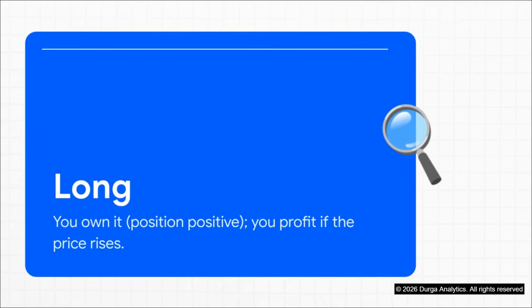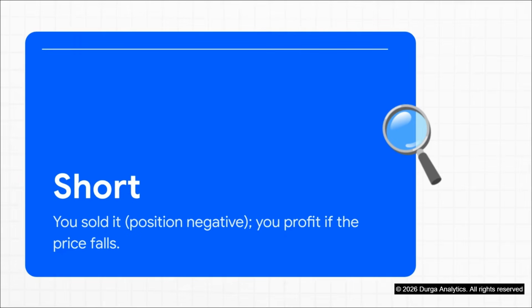Being long just means your position carries a positive sign because you own the asset. Your profit aligns directly with an upward trajectory in price. Price goes up, you make money.